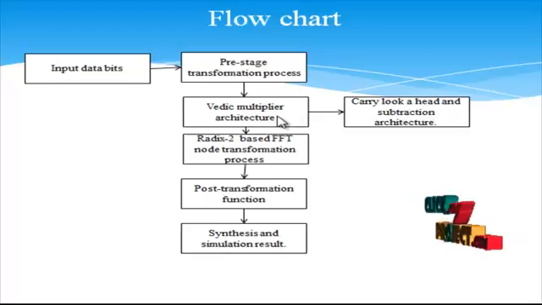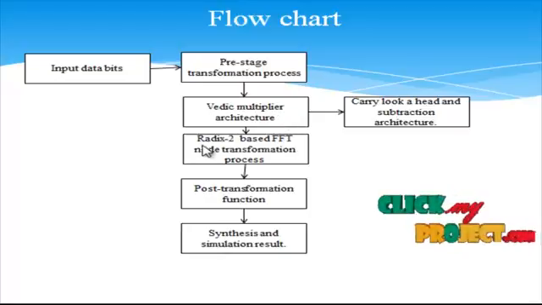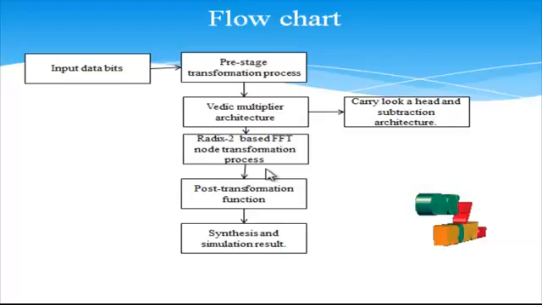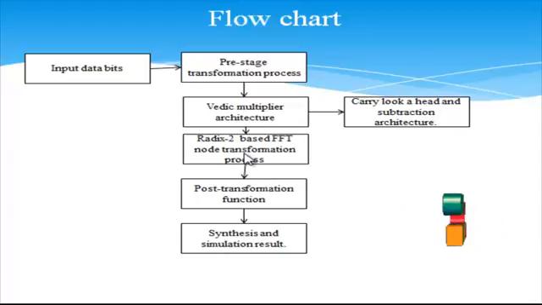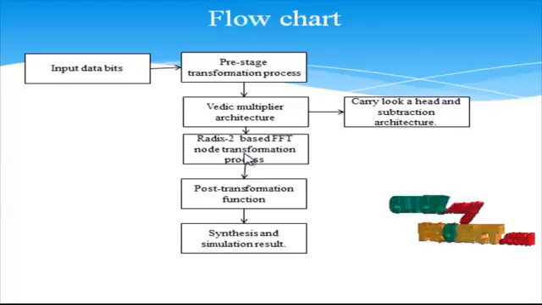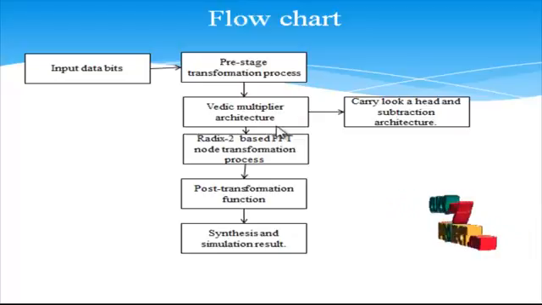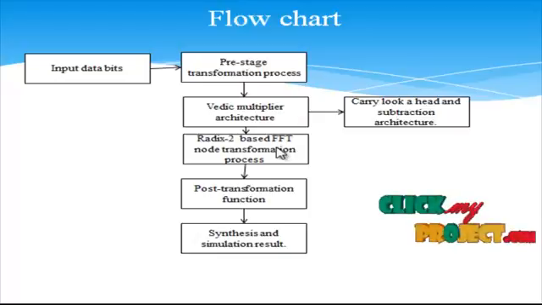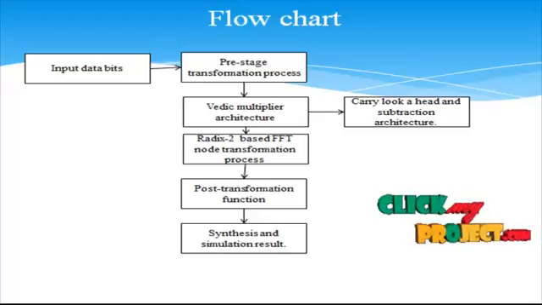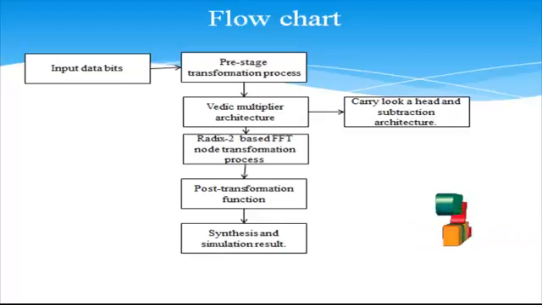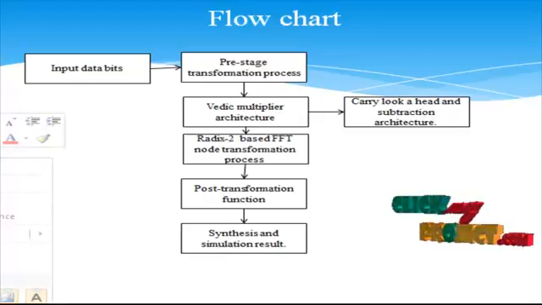Then following this, we are using the Radix 2 based FFT transformation process, which is also reduced. Based on this multiplication architecture, the transformation process will be performed. This type of circuit increases the throughput of the overall performance of the circuit. And then following this, we are using the post transformation function. In this post transformation function, we are using an efficient transformation process.